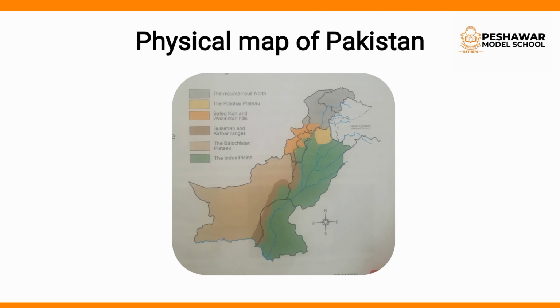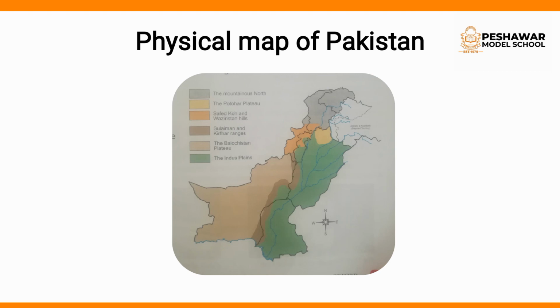Now look at the map. On the left side, there are some colors given in the map of Pakistan. For example, the yellow color shows the Pothohar Plateau. So the key is for our convenience, for our ease. The key tells us which color is for which purpose. So this is called the key.